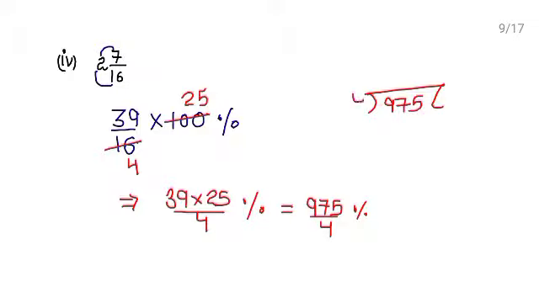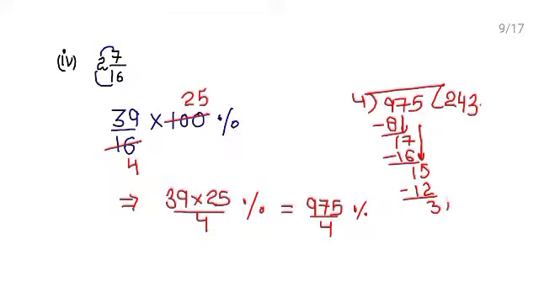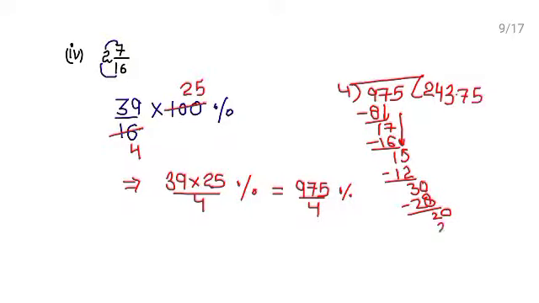975 by 4. 4 twos are 8, remaining 1. Copy down the 7. 4 fours are 16, remaining 1. 4 threes are 12, remaining 3. Decimal, put 0. 4 sevens are 28, remaining 2. You already have taken decimal, so put 1 0 here. 4 fives are 20. So what is your answer? Answer is 243.75%.